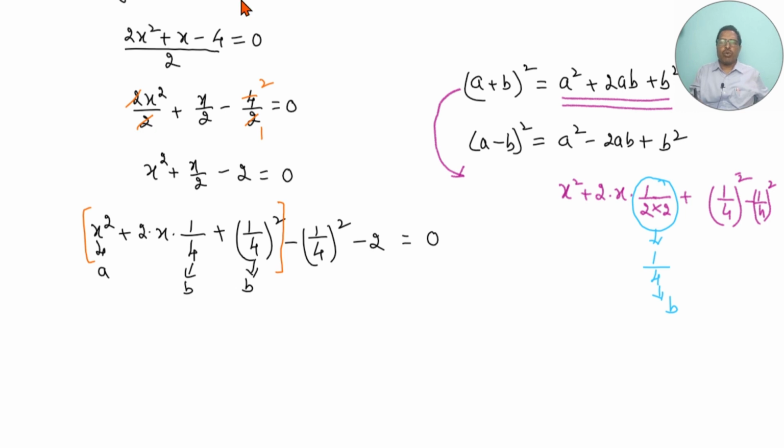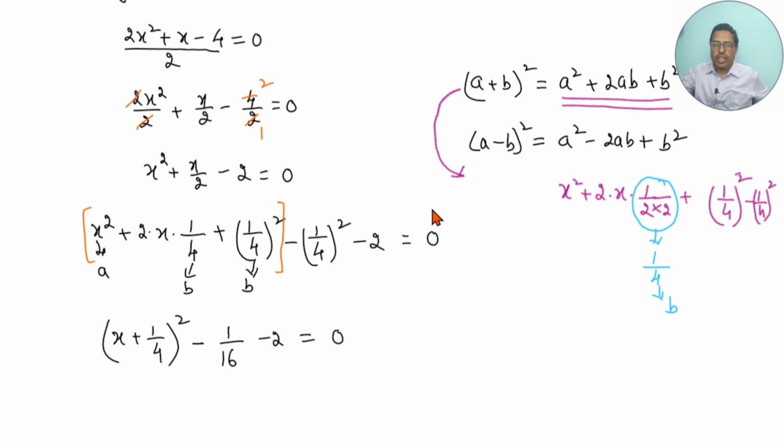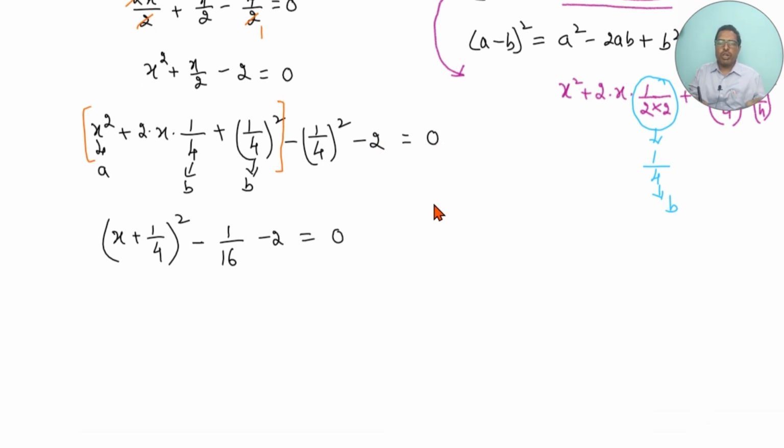So let us write down, it is a plus b whole square. A value is x plus b value is 1 by 4. So you got a plus b whole square. Remaining terms over here, minus 1 by 4 square will be 1 by 16, minus 2 is equals to 0. Let us further simplify this one. You have got x plus 1 by 4 whole square.